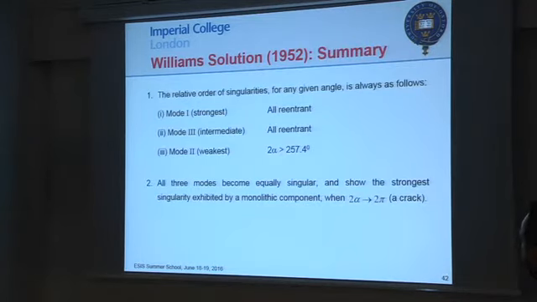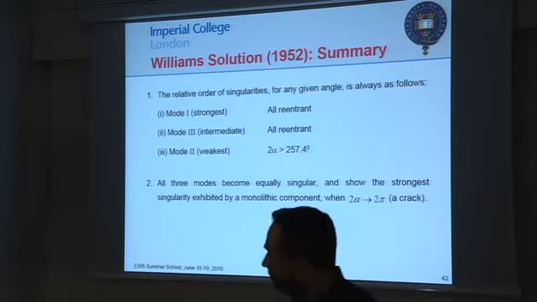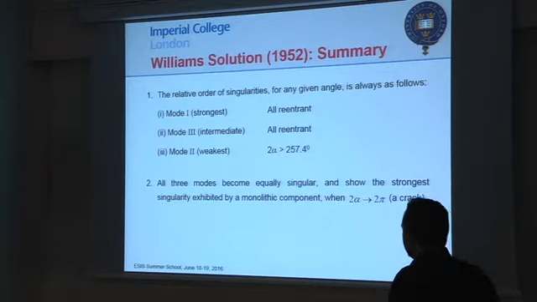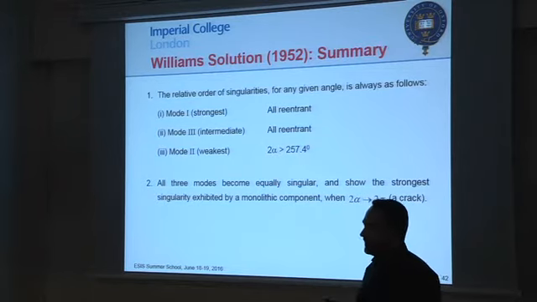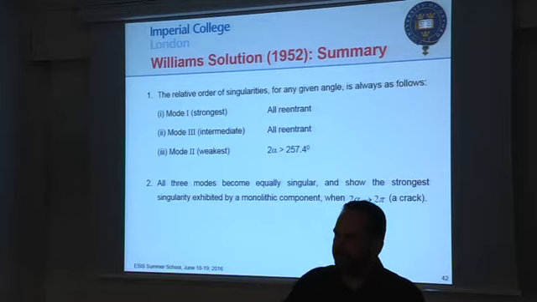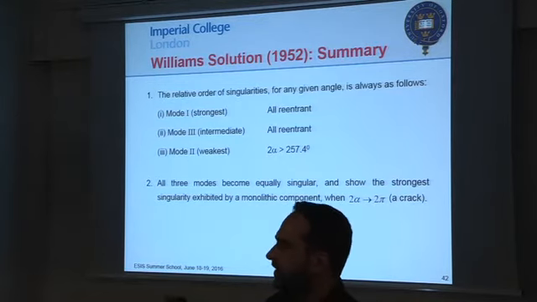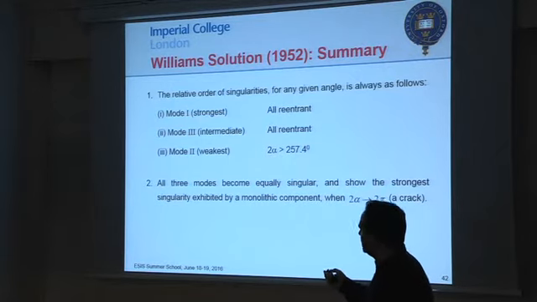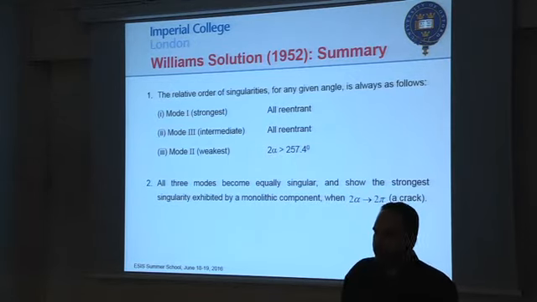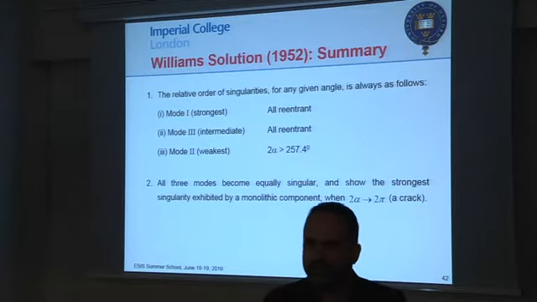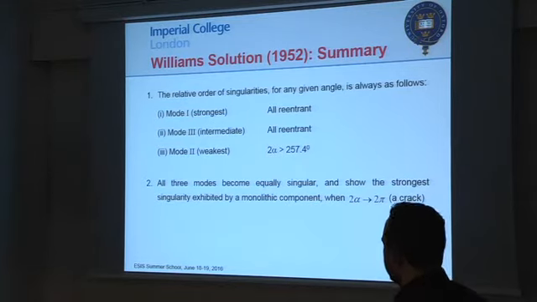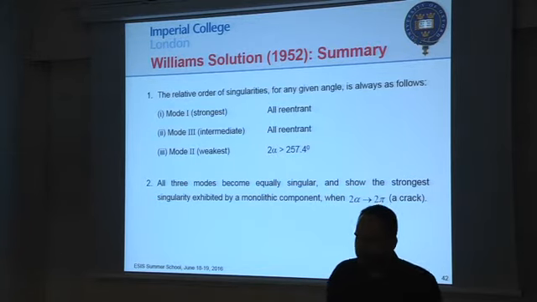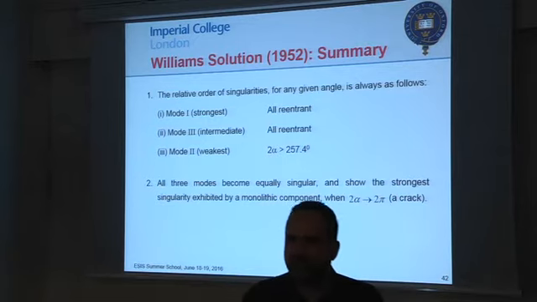Now, to summarize the entire Williams solution once and for all, we know we have three modes. Mode 1 is the strongest, always singular, unless you go to the re-entrant notch. So any alpha between 90 and 180 degrees will give you a singular solution, and is the strongest solution. And mode 3 is of intermediate strength, is always singular, but it's weaker than mode 1, in case you have mode 3 loading. Now mode 2 is always the weakest. In fact, it's bounded for 2 alpha less than 257.4 degrees.